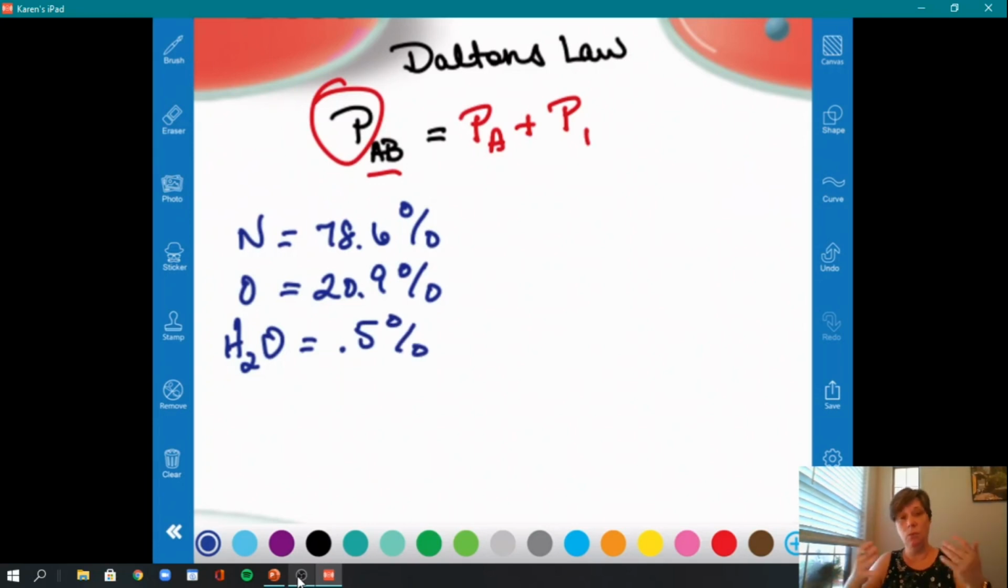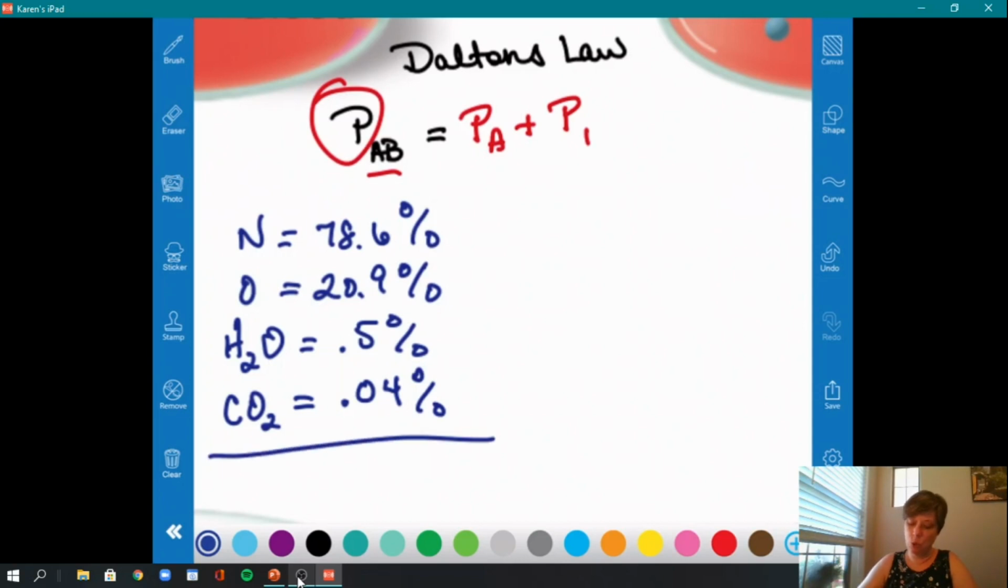And then finally, we breathe in and we utilize oxygen, but when we exhale, carbon dioxide. So carbon dioxide is going to be that last gas. It's CO2, not C2O. And that's 0.04%, a really small amount. But still, it is a part of our air. So looking at Dalton's law, this whole thing equals out to 100%.